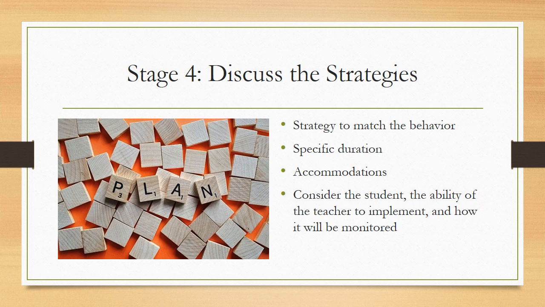Stage 4 is the portion of the meeting where the team discusses the strategies that will best support the student. First, they must choose a strategy that matches the behavior. For example, if a student isn't getting homework done, an organization strategy may work the best. The team will also need to decide on a specific duration of the strategy. There's no set rule on this. It is really up to the discretion of the team and may be different from student to student. The team could also decide to implement some accommodations to help the student in the classroom.